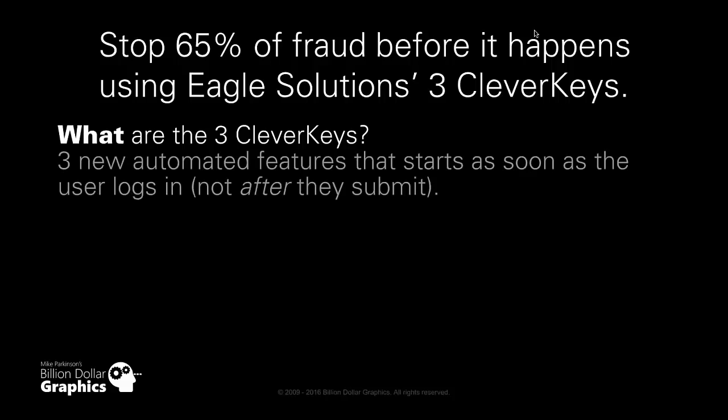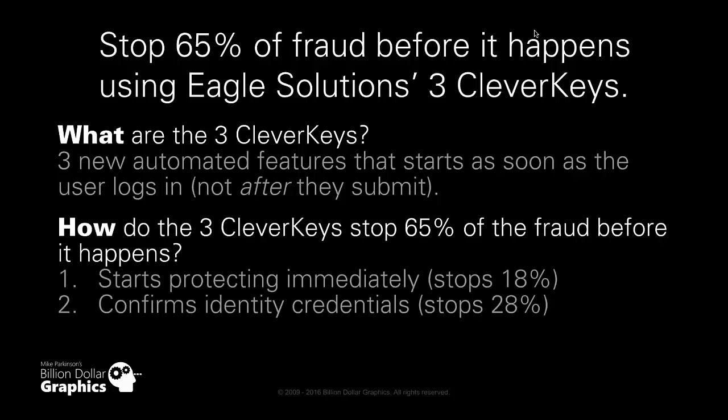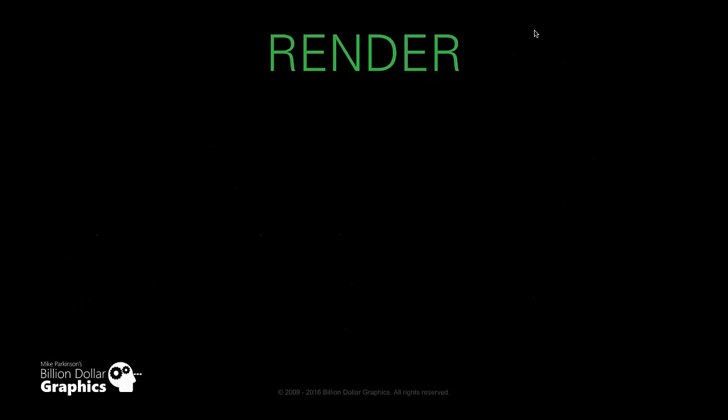So the answers to the questions are, what are the 3 clever keys? Well, there are 3 new automated features that start as soon as the user logs in. And how in the heck do they stop 65% of fraud before it happens? Well, it starts protection protocols immediately. That stops 18%. It confirms identity credentials, and that stops 28%. And it denies inconsistent reports, which stops 19%. So those are very simple answers to what could be a complex question.